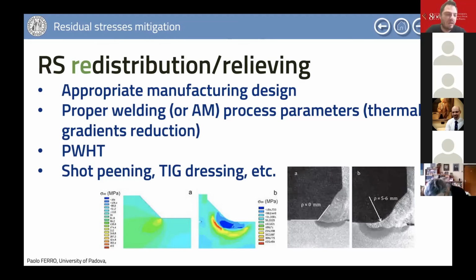And we can also use mechanical strategies such as shock peening, TIG dressing, vibration, or in this case applied to welded joints, in order to reduce or change, switching from tensile stress to compressive stress near the weld toe, and in this way to improve the fatigue strength of welded joints. Shock peening can be operated also, of course, in additive manufacturing components.